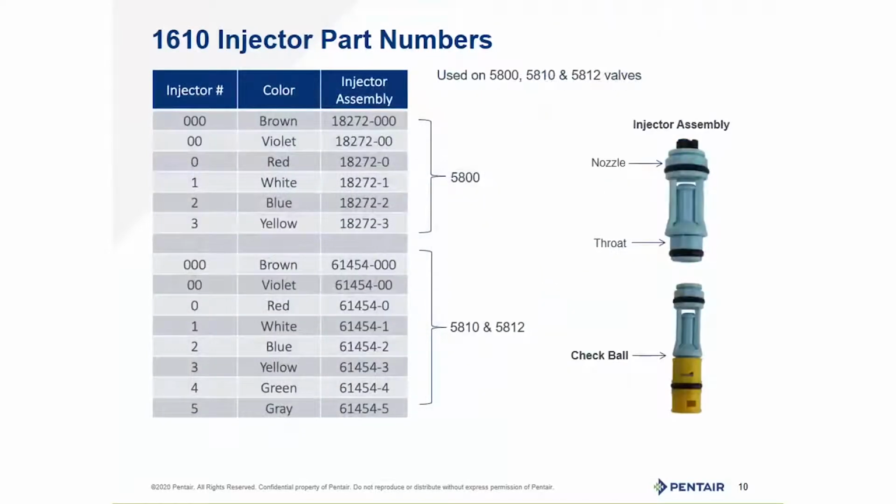The 1610 injector parts, these are for the 5800, 10, and 12 valve families only. These are two-piece injectors. They can be pulled apart so they can be cleaned. And the 58, 10, and 12 has a check ball on the end of it as well.